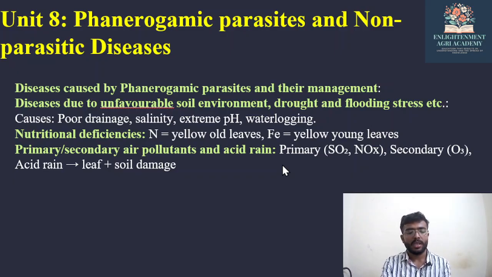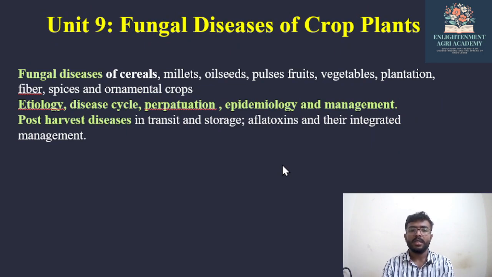So, as the impact on the leaf and soil damage. Here we will discuss Unit 9: what is meant by the fungal diseases of crop plants. The fungal diseases are of cereals, millets, oilseeds, pulses, fruits, vegetables, plantation crops, fibers, spices and ornamental plants. So etiology, what is meant by etiology? How the disease cycles of these pest diseases, how the perpetuation, then epidemiology and management. So these are the basic concepts regarding the fungal diseases.